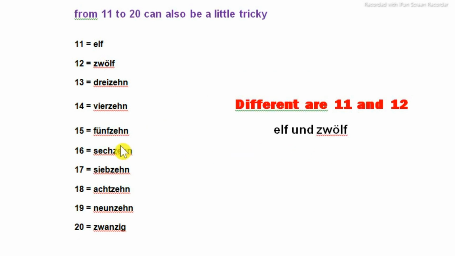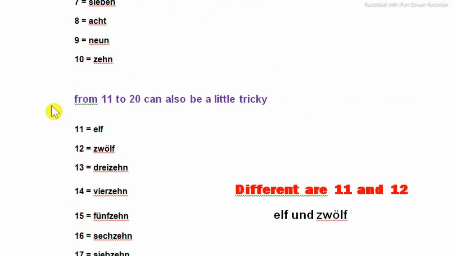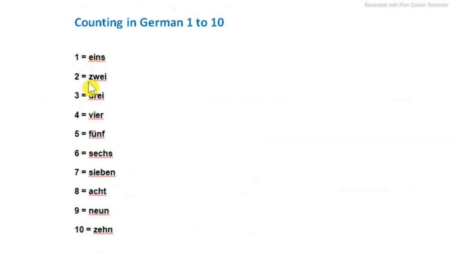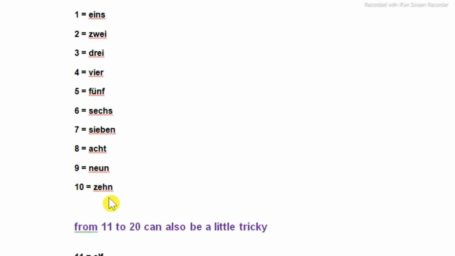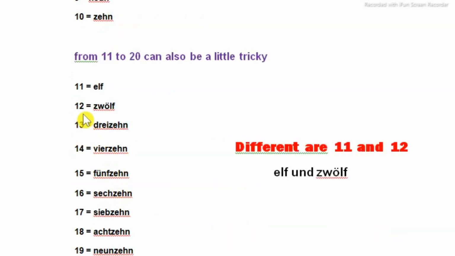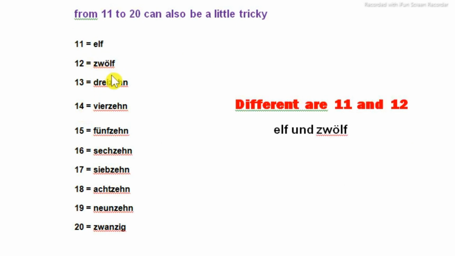So I will pronounce them once more. Eins, zwei, drei, vier, fünf, sechs, sieben, acht, neun, zehn, and from here elf, zwölf, 13, 14, 15, 16, 17, 18, 19 und 20.